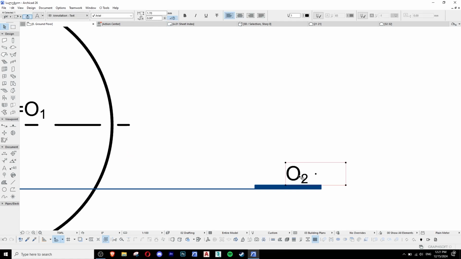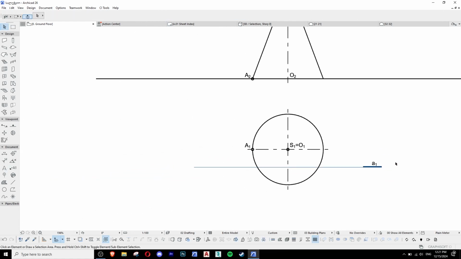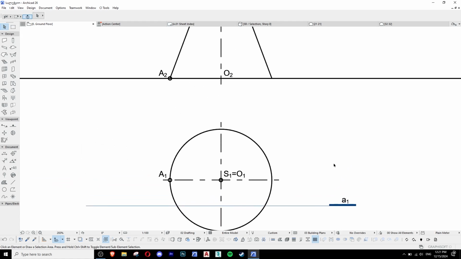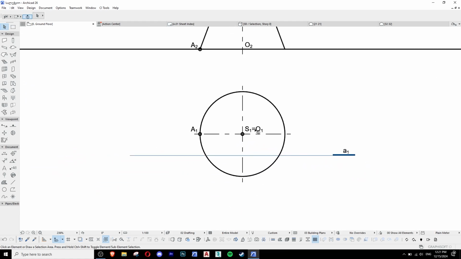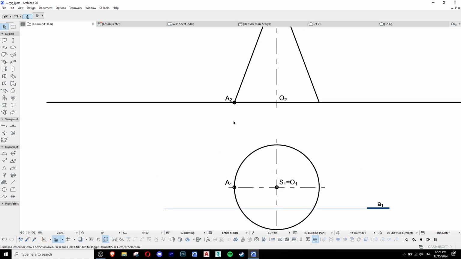I have for some reason called it O1, sorry. It should be A1 or Alpha 1. Just pretend this is the Greek alphabet. Sorry, I do not have it right now. And let's just roll with that.